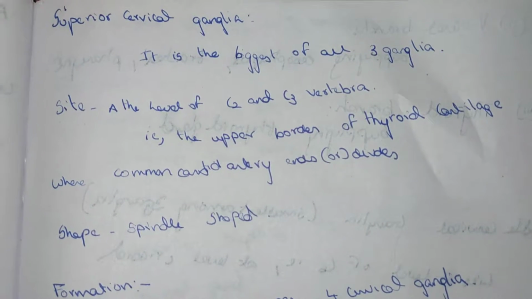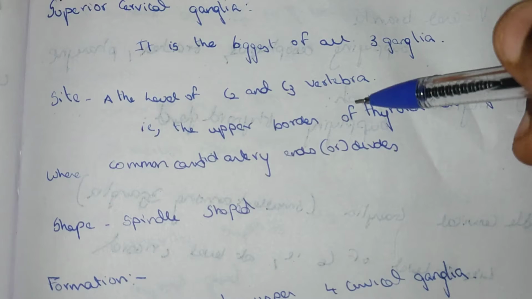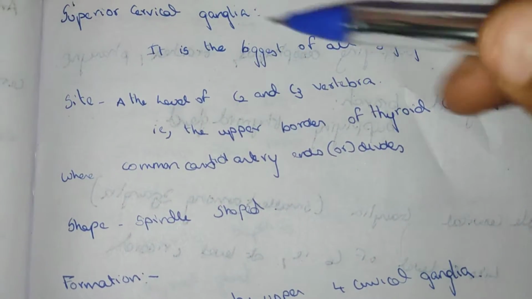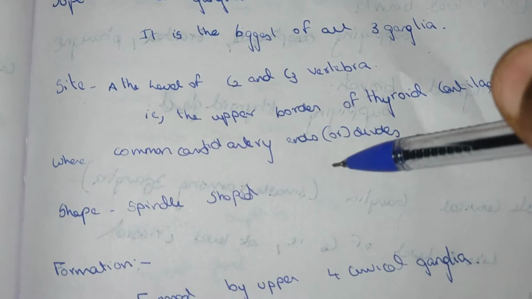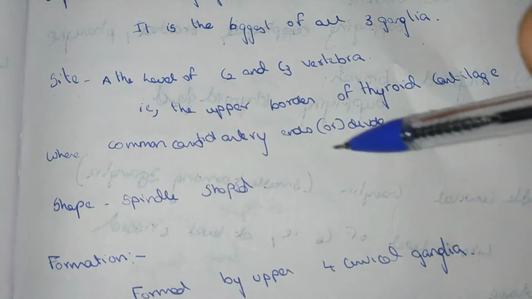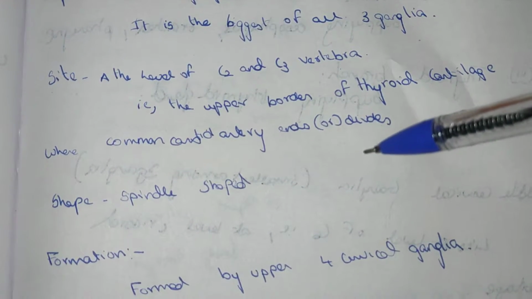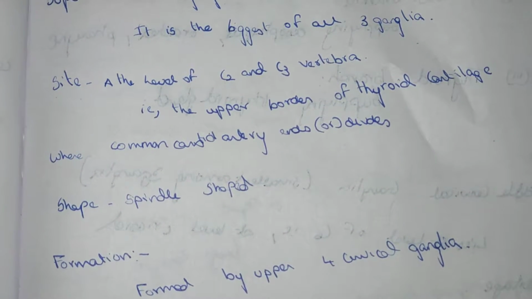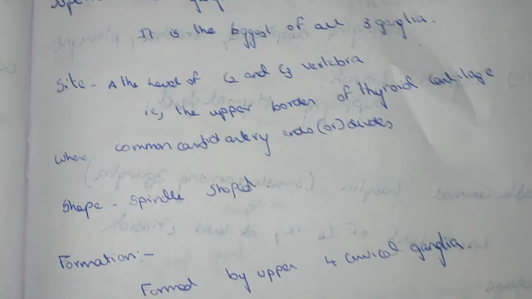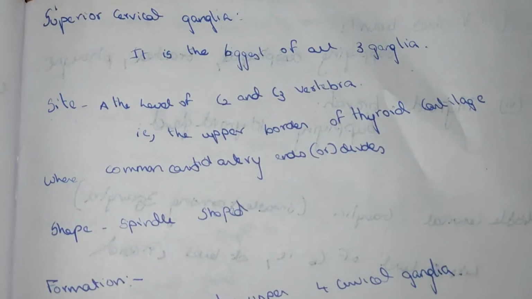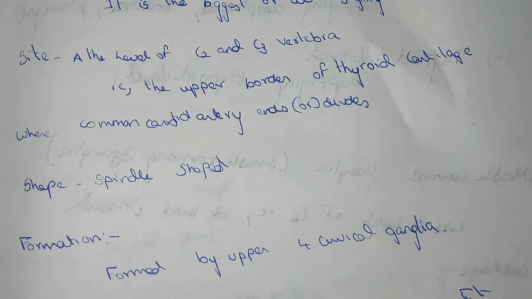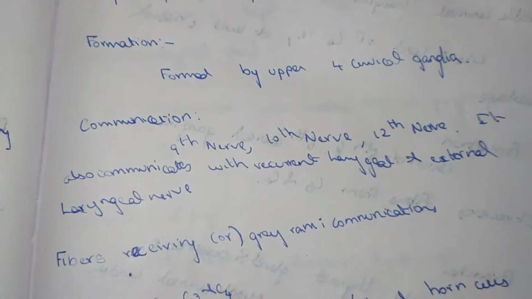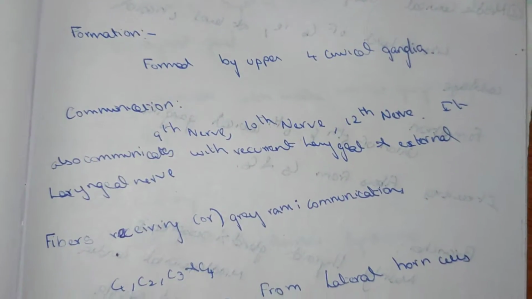Its site is at the level of C2 and C3 vertebra, up to the upper border of the thyroid cartilage, where the common carotid artery ends or divides into internal and external carotid arteries. At that particular point, this superior cervical ganglion is located. It is formed by the upper 4 cervical ganglia. This is the biggest ganglion.